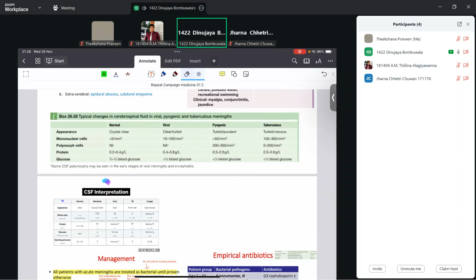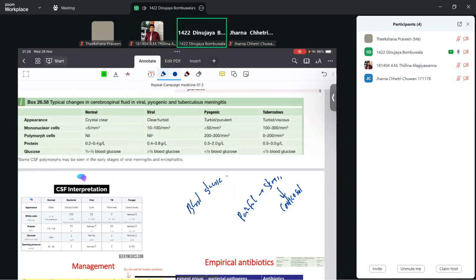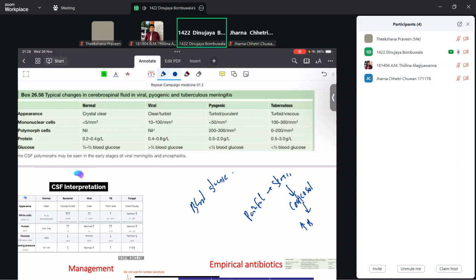And the other thing was why we do the blood glucose level checking before doing the spinal tap first. That is because a spinal tap is a painful and stressful situation, and with stress, blood cortisol levels will be increased. We know that cortisol is a hormone which increases our blood glucose levels. It is a stress hormone which increases our blood glucose levels.